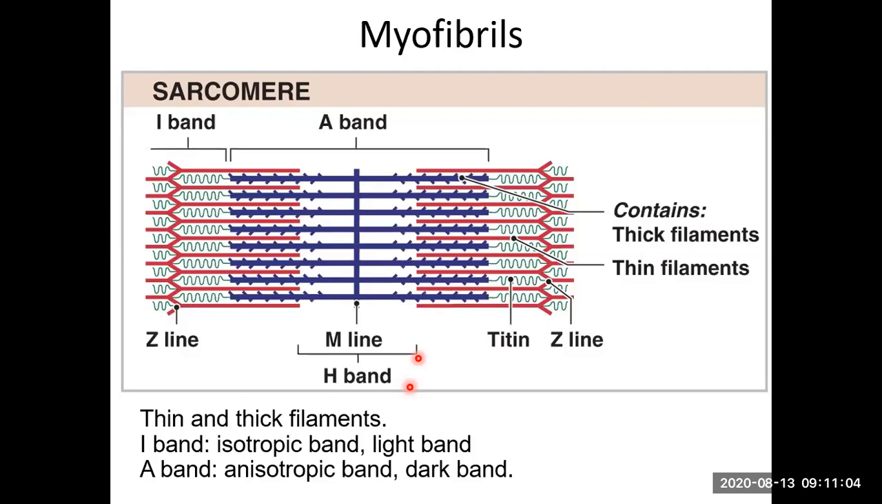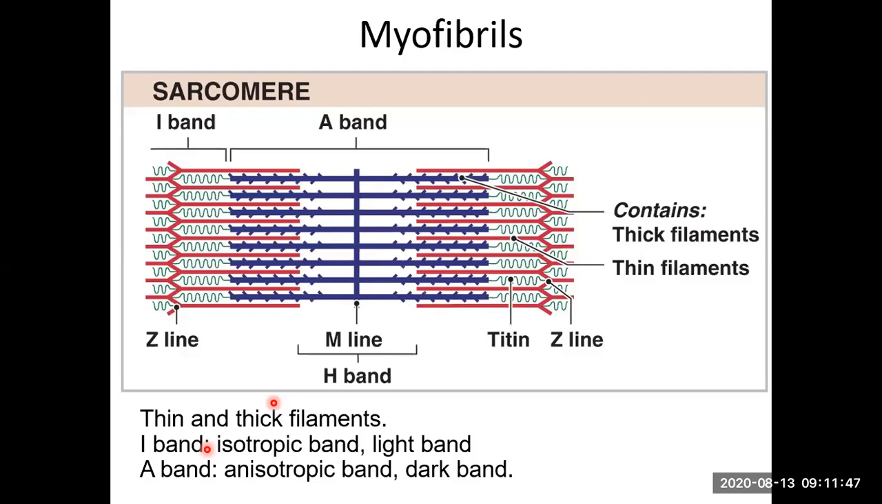When we look at the muscle to see this striated appearance, we see the dark region and the light region. This light region comes from the I-band. The reason it's called I-band is that it's isotropic. It means that when light penetrates through this region, it all penetrates through it. So it's a light band, or I-band.